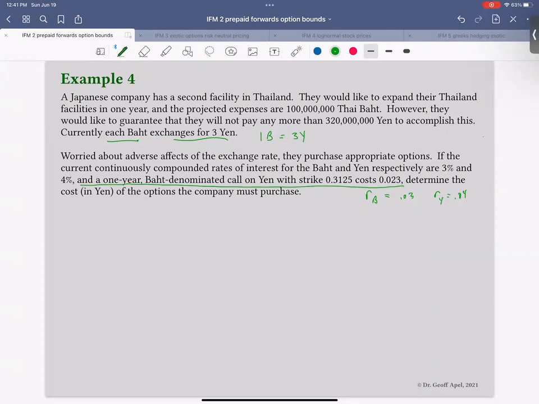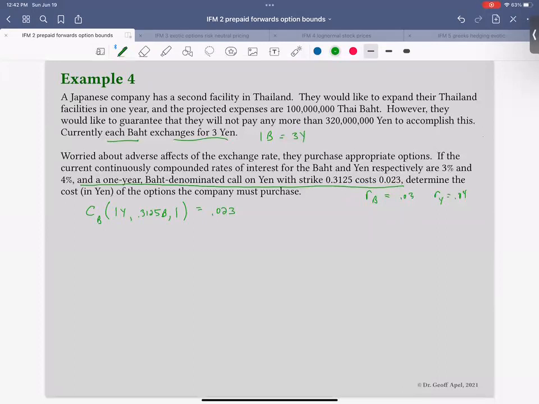So it's a baht denominated call. Oh, that's easy. Call denominated in baht. And it's on yen. So for 1 yen, and I should have some sort of baht here. So baht, yen, baht in this case. Okay, and it's a 1 year, so that's good. The strike is 0.3125 bahts, so that's good. And they said it costs, so equals 0.023, and 0.023 what?